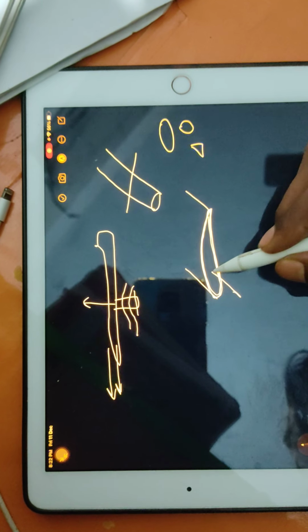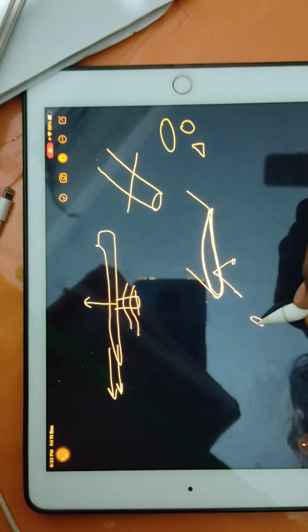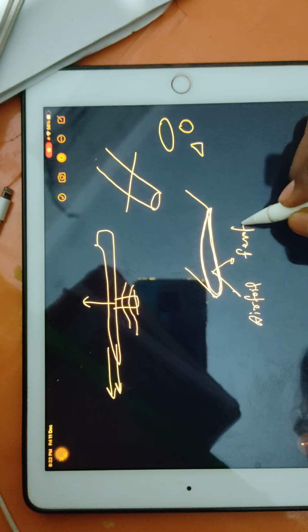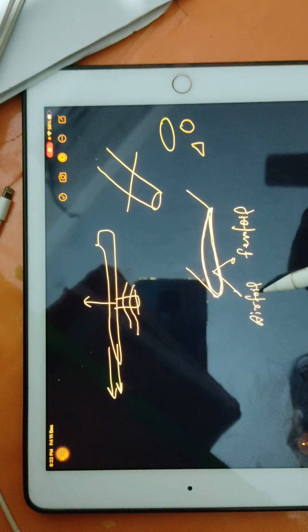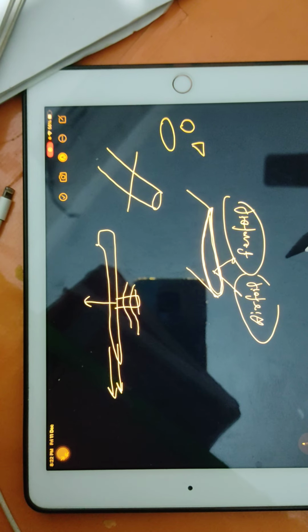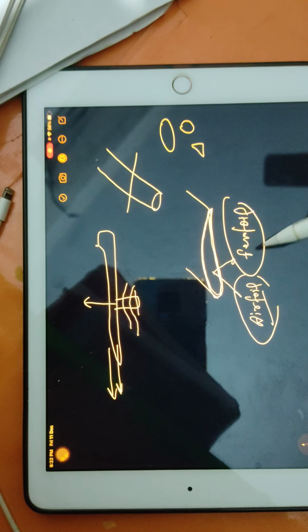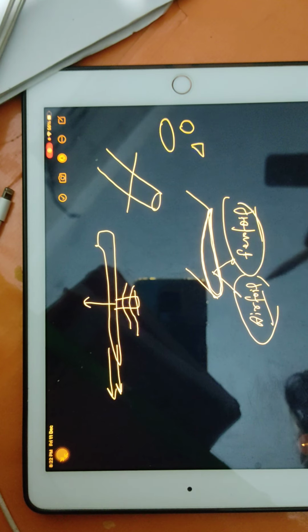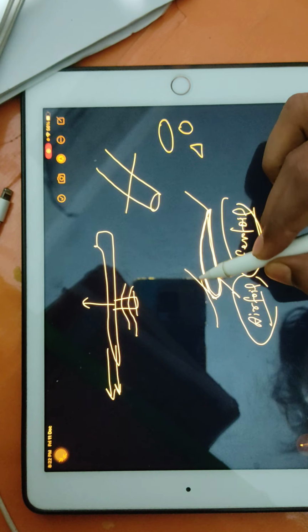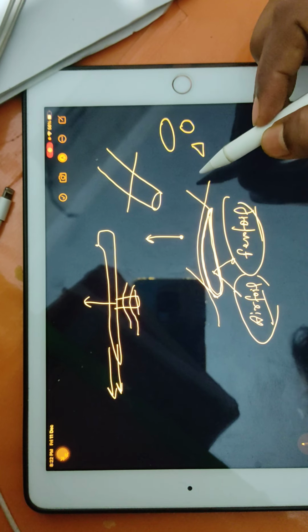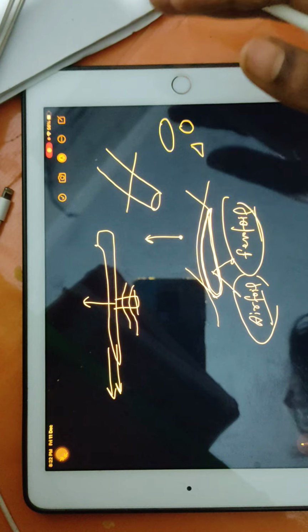Now for airfoil, we have two English spellings. Sometimes we say airfoil, sometimes we say aerofoil. One of them is UK English and one is American English. I'm not sure which one is UK, which one is American. So either you say airfoil or aerofoil. In our airfoil, what is the best part? Whenever fluid is flowing over the airfoil, it will generate lift. How will it generate lift? This I will explain in the aerodynamics class.